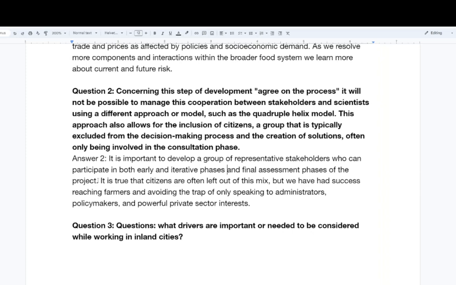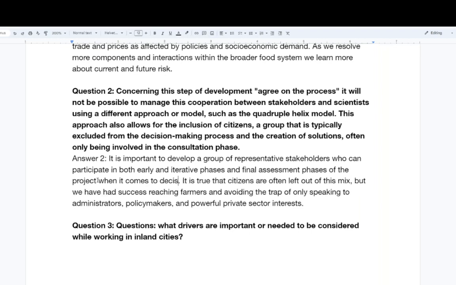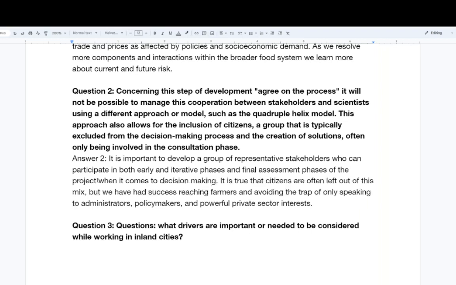It's difficult to do because stakeholders have their own competing interests and time pressures, but finding some stakeholders that can represent these broader groups is very, very important. And in particular, you have to fall out of the trap of only speaking to the administrators or the agency representatives, policymakers, or powerful private sector interests. So I'll acknowledge that this is a lingering challenge, but this is why we wanted to emphasize it here, because it's really important that you go out and find groups that can represent that.